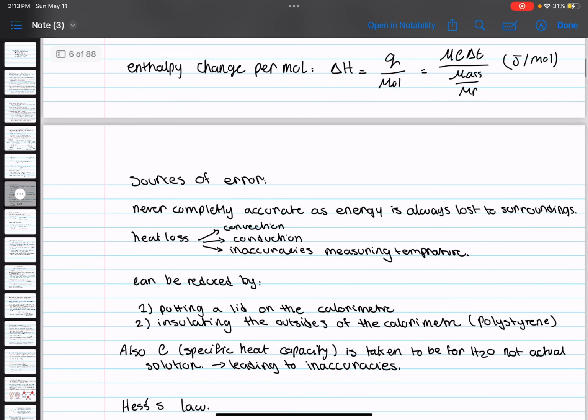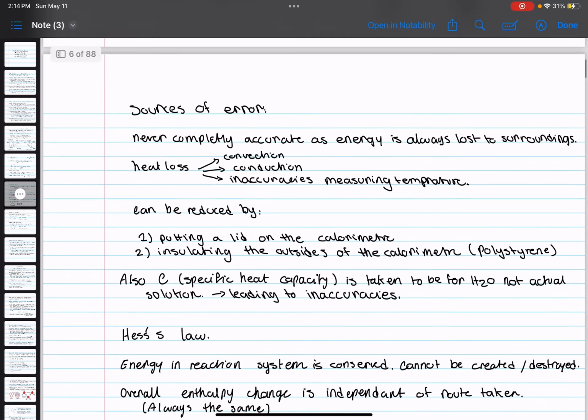So enthalpy change per mole is usually the follow-up question that comes after this, and it's delta H equals Q, which is mc delta T, over moles, which is mass over Mr. It's measured in joules per mole.